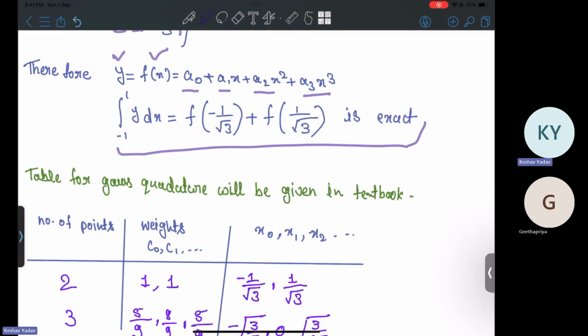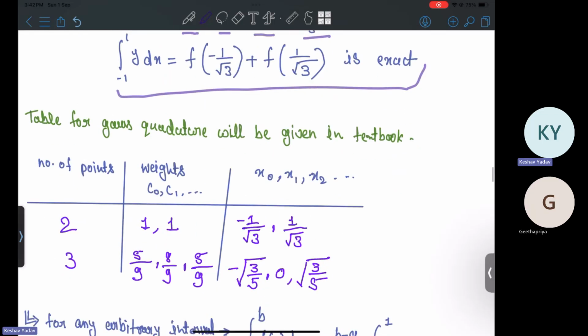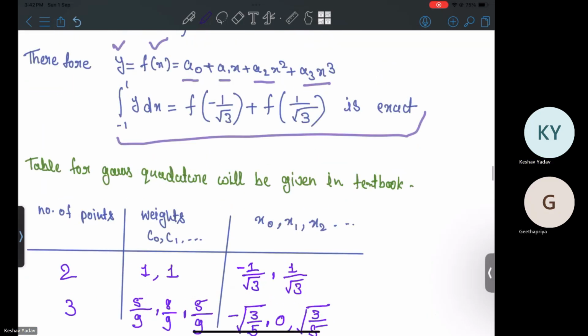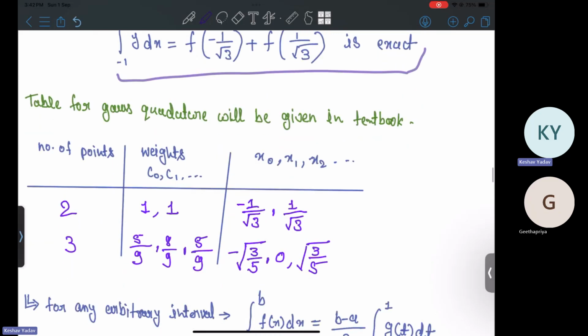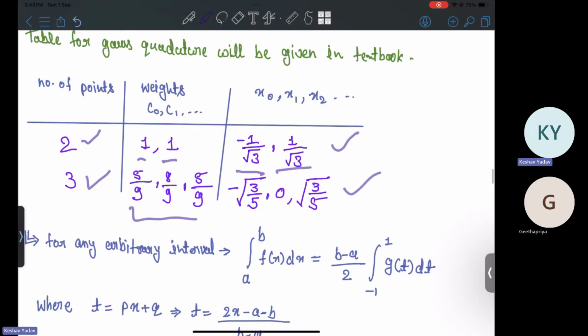So if I go for 3 points rather than 2 points, this can be found using the same method. Okay. Using the same procedure, we can find the Gauss quadrature method using 2 point, and using 3 point. Then these weights we can find. Here we have found 1, 1 and minus 1 upon root 3 and 1 upon root 3. Similarly, 3 points also you can find.